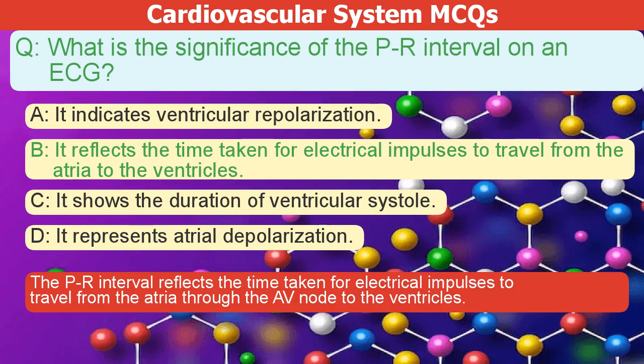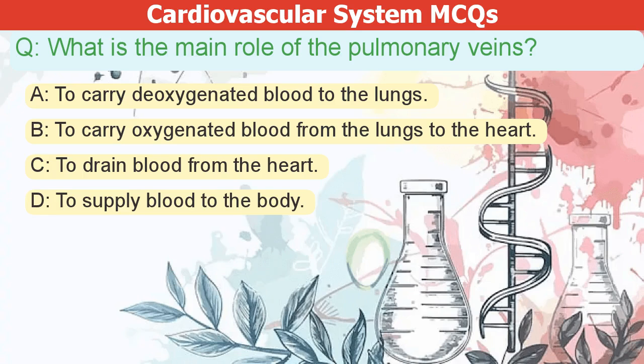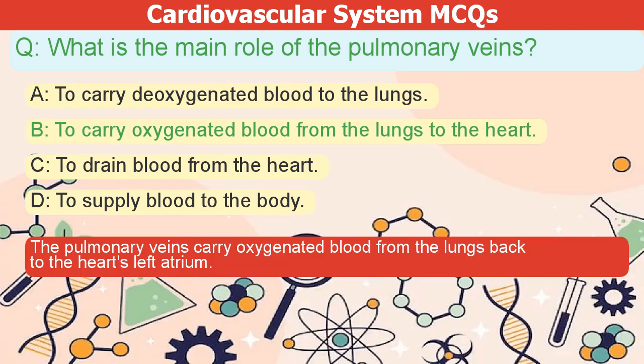What is the main role of the pulmonary veins? A. To carry deoxygenated blood to the lungs. B. To carry oxygenated blood from the lungs to the heart. C. To drain blood from the heart. D. To supply blood to the body. The correct answer is B. The pulmonary veins carry oxygenated blood from the lungs back to the heart's left atrium.